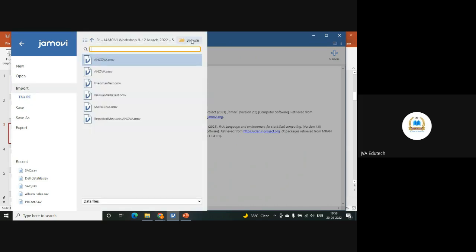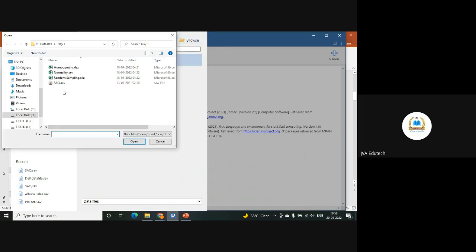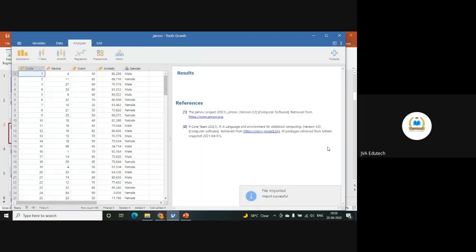So click on import and from here you will get browse, and you can open the data wherever you have saved it. And I want you to open this data set examanxiety.sav. Once you are up with this data, please let me know. Done? Yes, sir, opened. Okay.